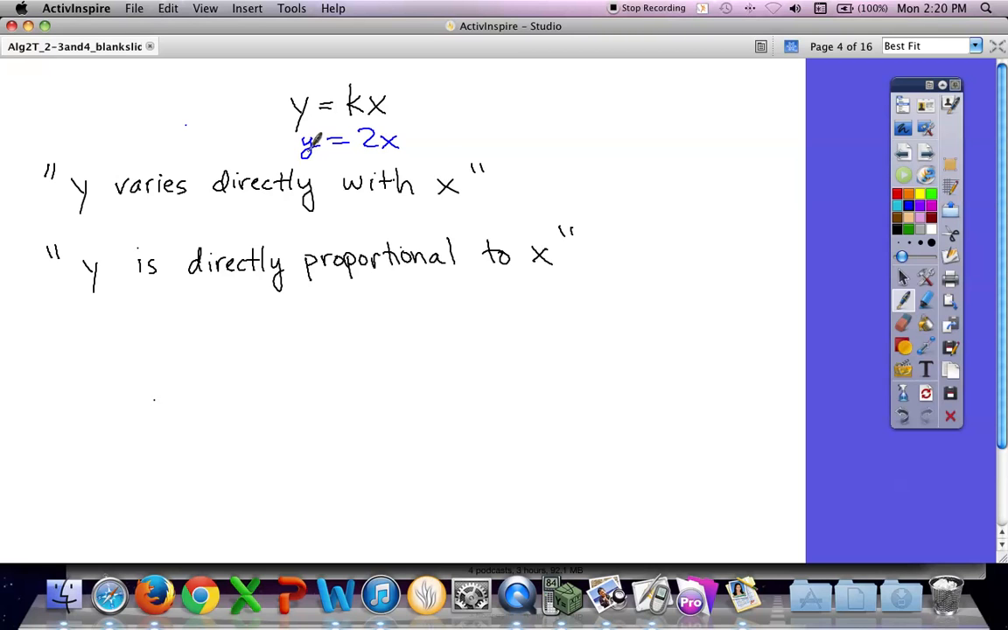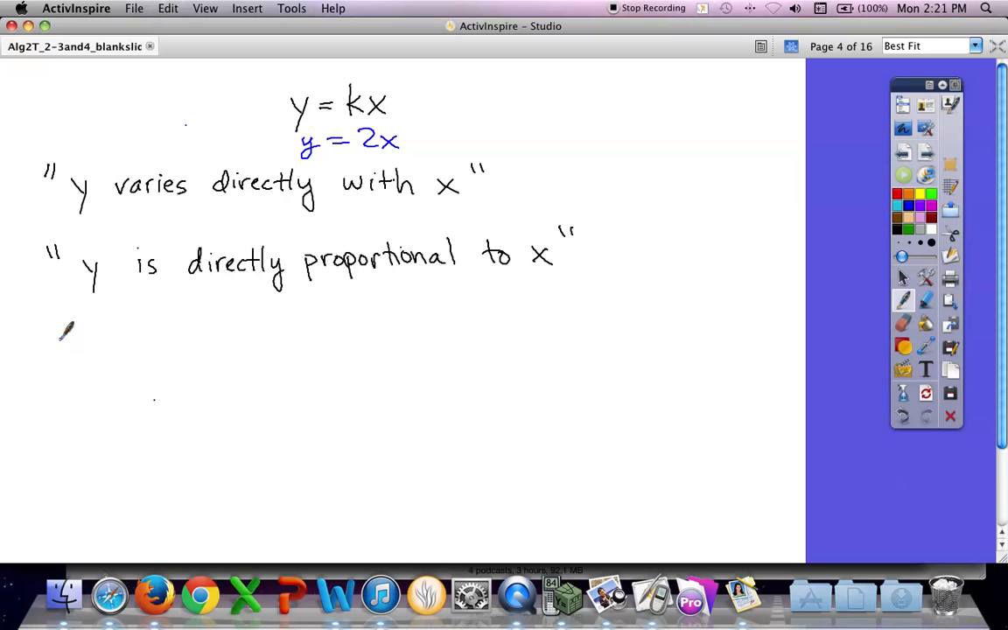Because both of these are in the numerator on either side of the equation, if the x gets bigger, the y gets bigger. If the x gets smaller, the y gets smaller, right? They vary directly. They vary in the same direction, okay? So that's the direct variation part of it, as opposed to inverse variation, where if x gets bigger, y gets smaller. If x gets smaller, y gets bigger.